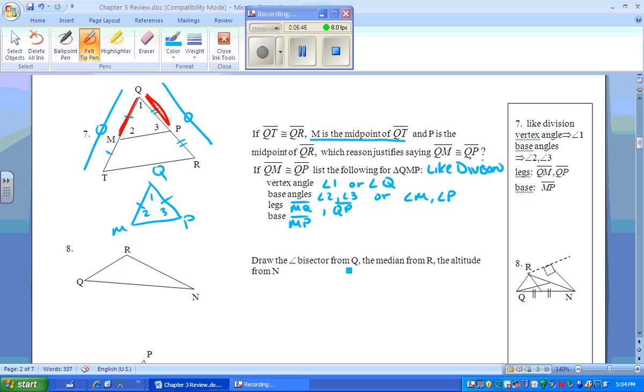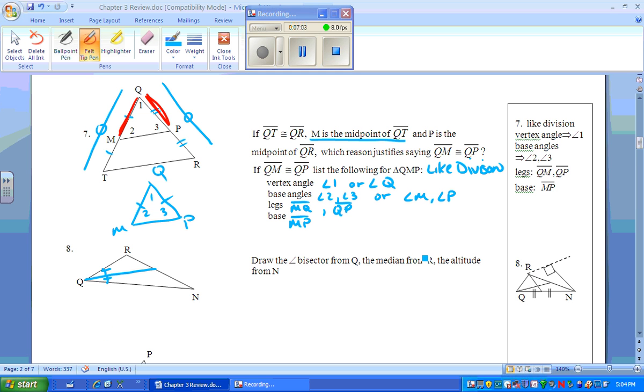Question 8, draw the angle bisector to Q. Well, that means from Q, the angle's being bisected. So you decide marking the picture up makes the angle bisector. You forget to put the markings, it's completely wrong.